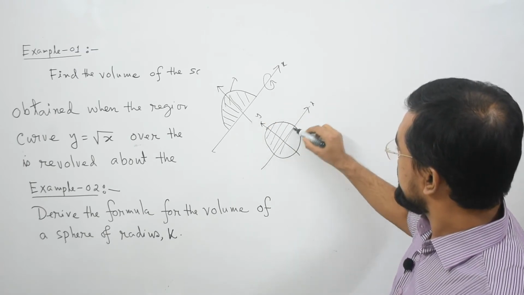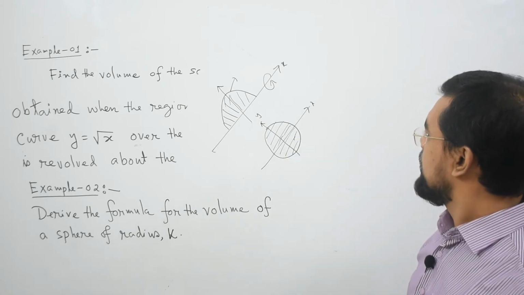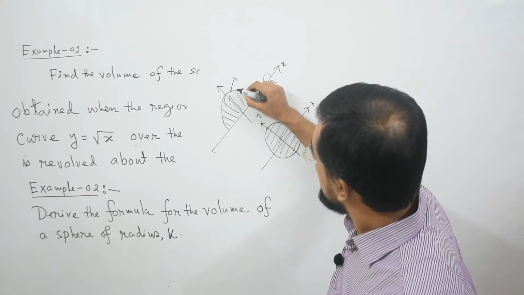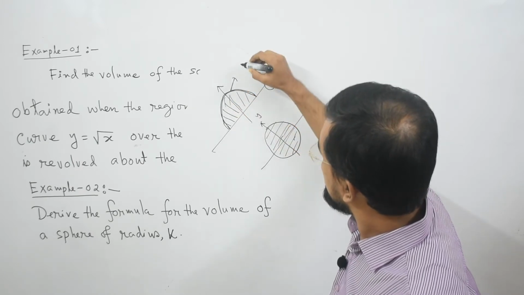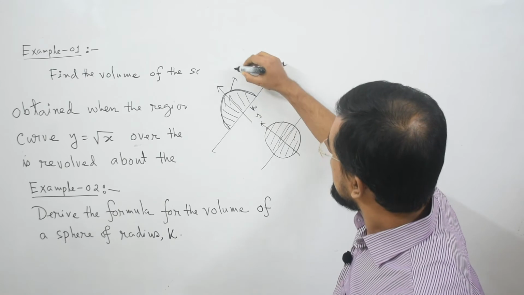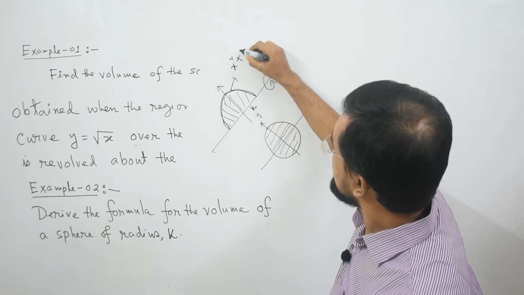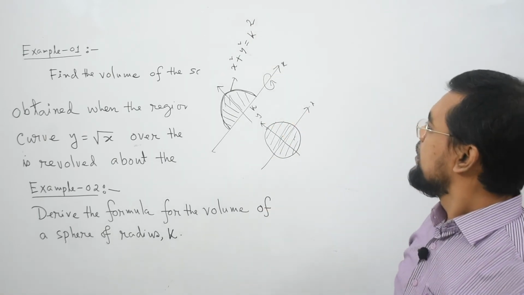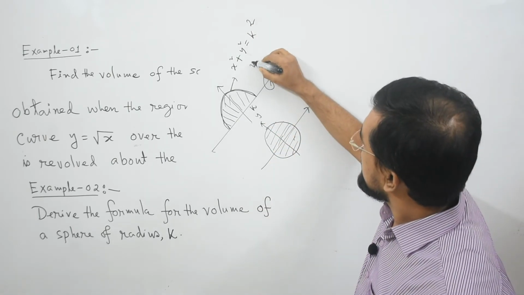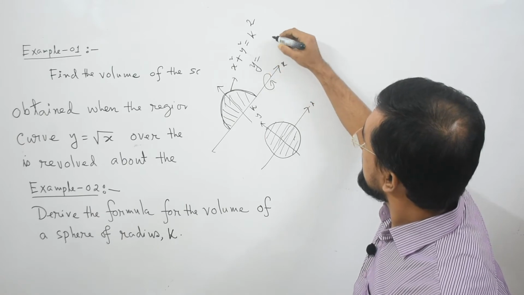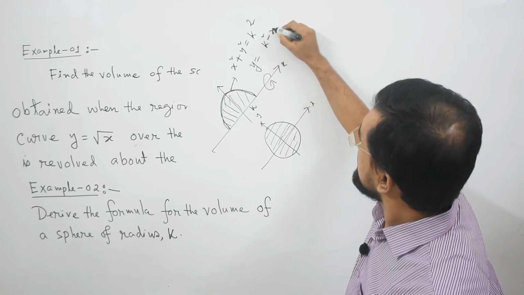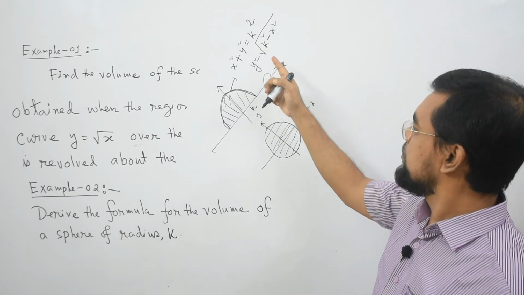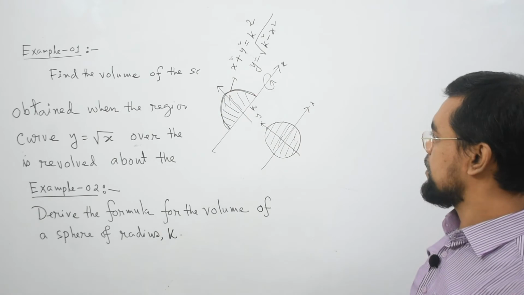This is our 3D sphere. The equation of this semicircle of radius k is x square plus y square equals k square. From here we can easily calculate y equals the square root of k square minus x square. We considered only the positive one because this is the upper semicircle.